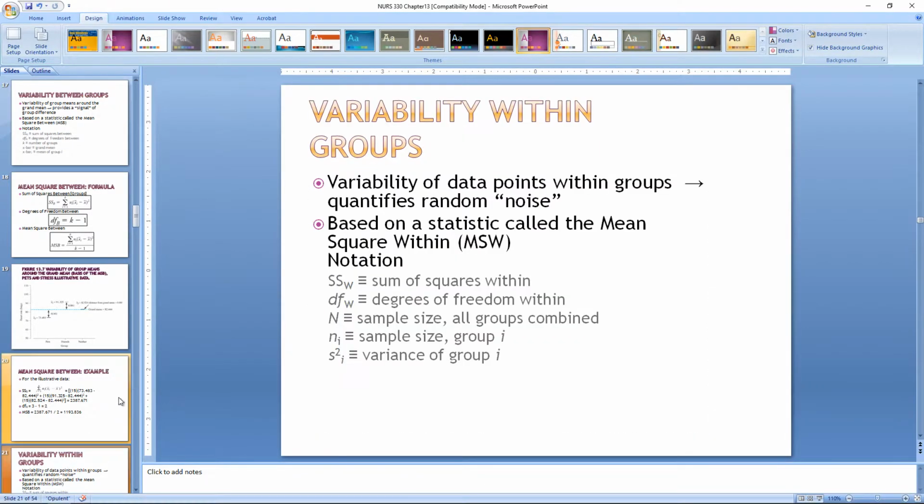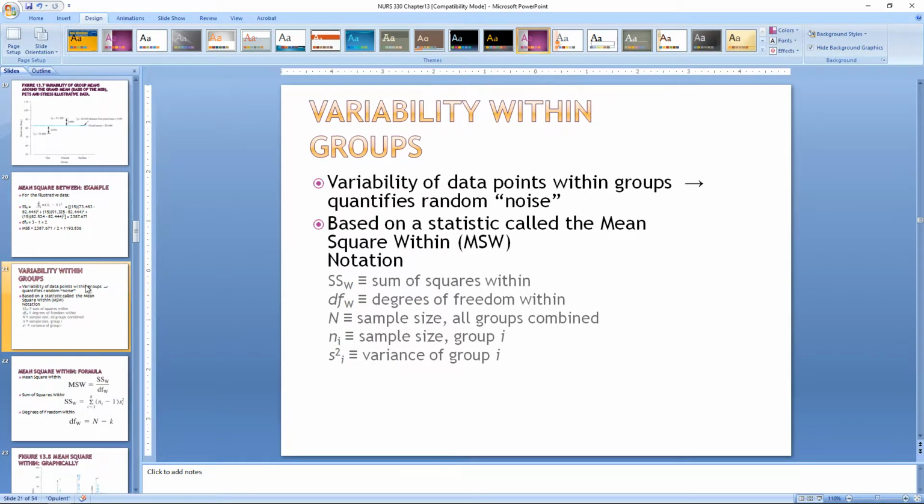So now we're going to start looking at the variability within the group. Before, we were measuring the difference between each group; now we're measuring the variability within each group. So it's the variability of data points within groups, and it quantifies random noise based on the statistic called the mean squared within.